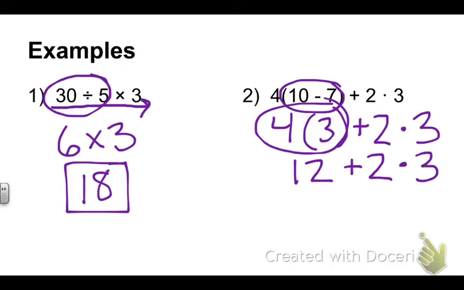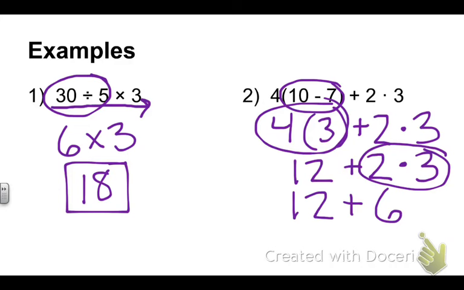Keep going. Is there any more multiplying and dividing? Yes, right there. So 12 plus 6, and then our final step would be 12 plus 6, which is also 18. Okay?